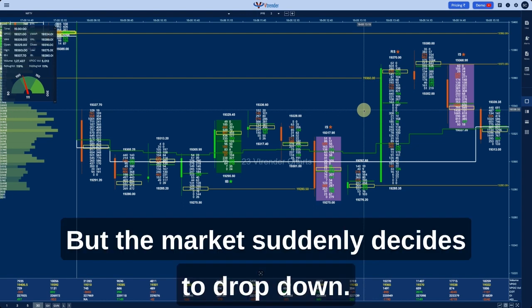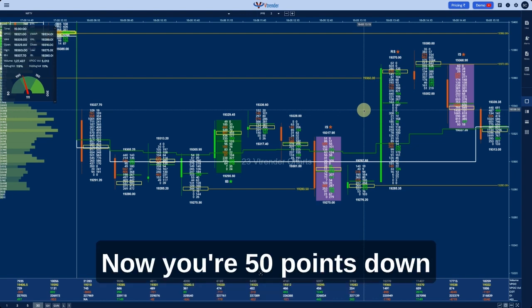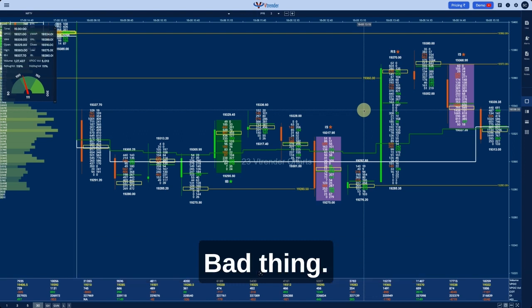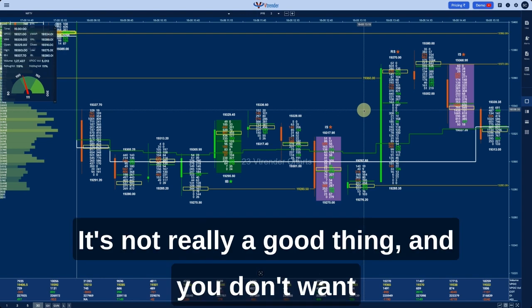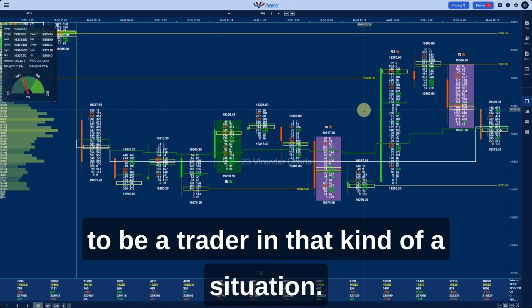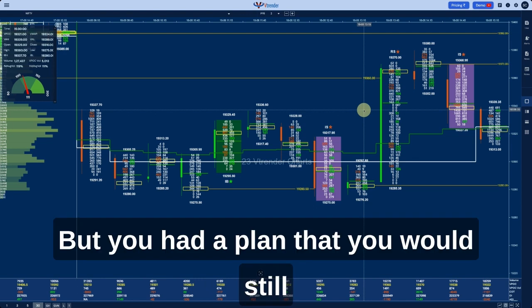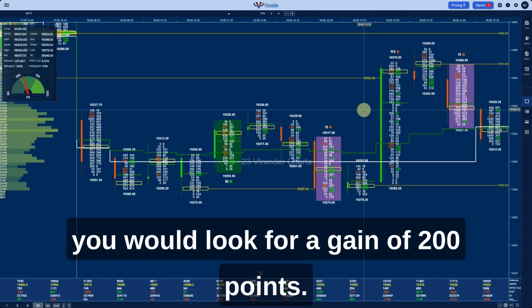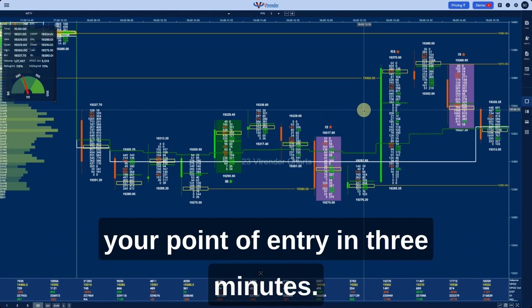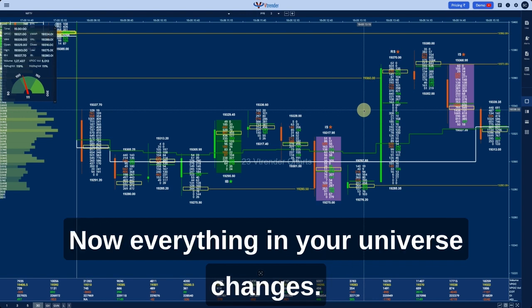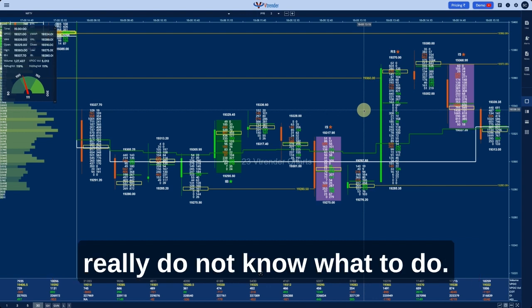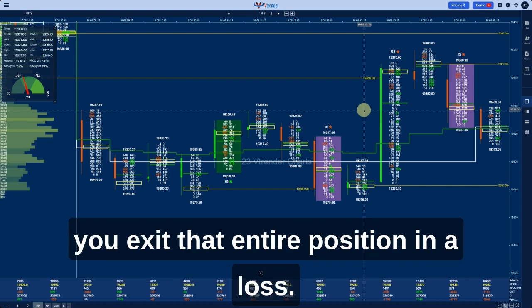But the market suddenly decides to drop down. Now you're 50 points down from your original entry position. It's not really a good thing, and you don't want to be a trader in that kind of a situation. You had a plan that you would still keep a stop loss of about 100 points and you would look for a gain of 200 points. But now you're 50 points down from your point of entry in 3 minutes. Now everything in your universe changes. Your plan goes for a toss and you really do not know what to do. So the next best thing you do is you exit that entire position at a loss.